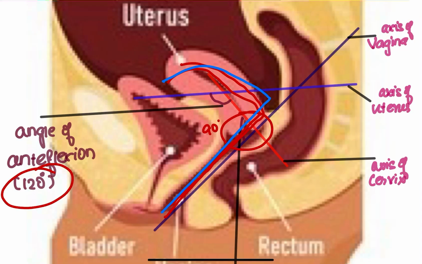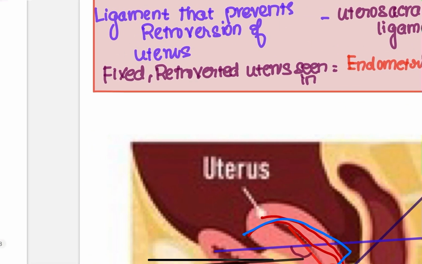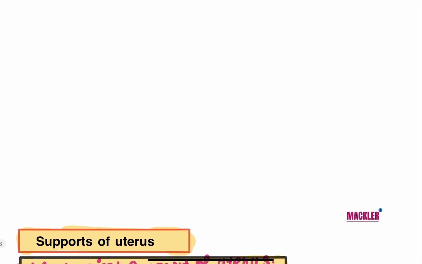Anteverted, anteflexed. This is the normal position of the uterus. If anyone asks you what the normal position of the uterus is, the uterus is anteverted and anteflexed. The angle of anteversion is 90 degrees and the angle of anteflexion is 120 degrees. Basically, we have three important structures to take into consideration. Let me show you here: the uterus, the cervix, and the vagina.